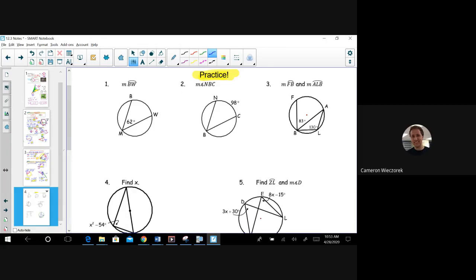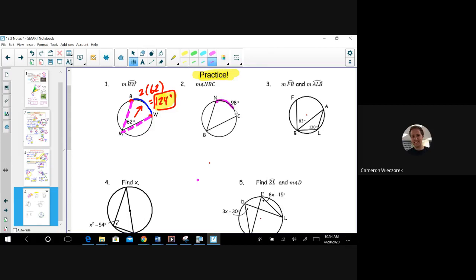For the first one, you got measure of arc BW, which goes from here to here. So I'm going to look at where the angle intercepts the circle with the arc there at B and W. So all I'm going to do is trace them back. Trace back this chord, trace back this chord. I get an inscribed angle of 62, which means I double it to get that arc measure. So this is going to be 2 times 62, which is going to be 124 degrees. So just double the inscribed angle in order to get the arc measure, or cut it in half if you're going backwards. So number 2 is a case of cutting it in half.